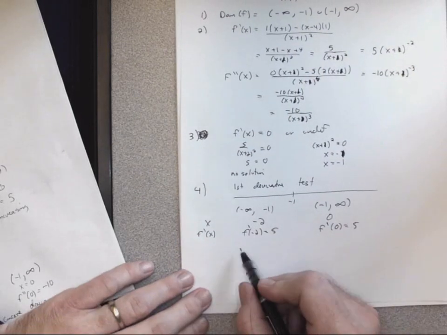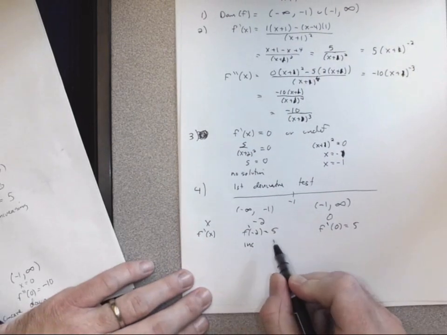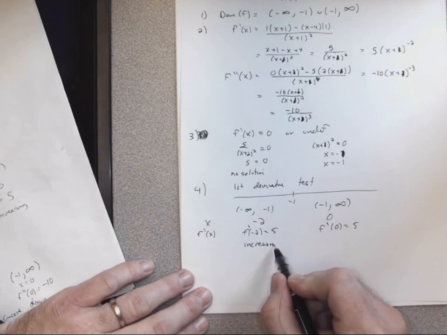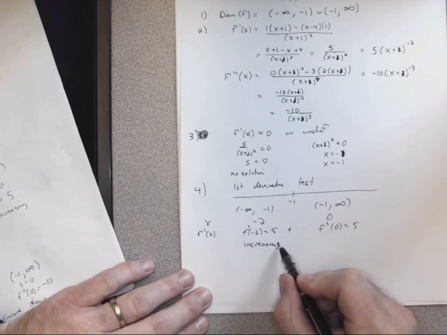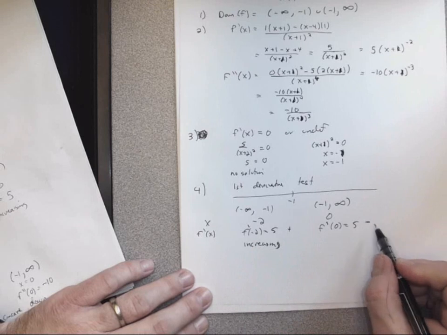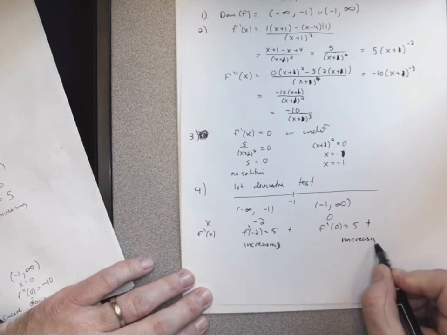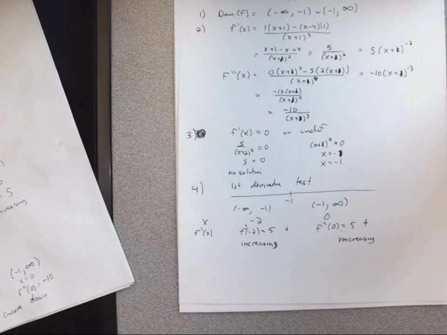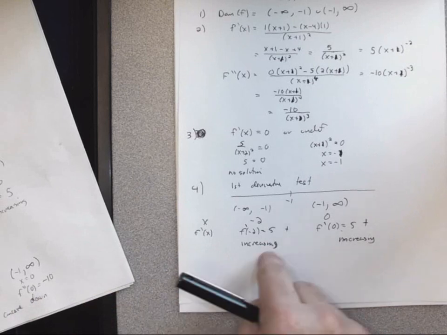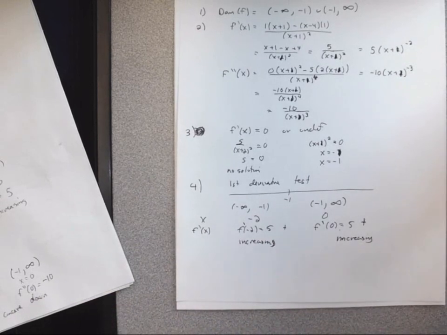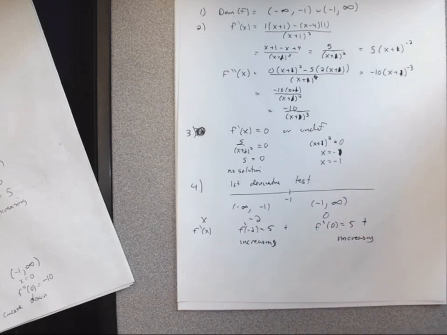So what I can see is that it's increasing, because this is positive. And over here, this is also positive, so it's increasing as well. That's why we didn't have any local maxes or mins, because for that to happen, these have to change signs. It's got to switch from increasing to decreasing, or vice versa. All right, number 5. Inflection points.